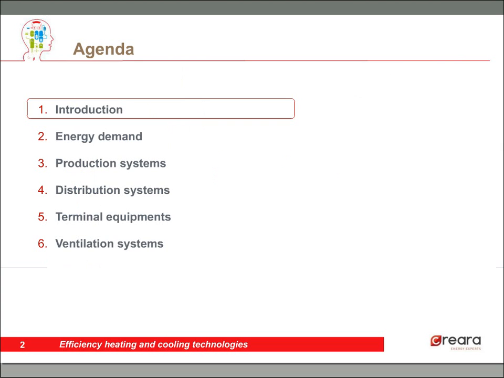So let's move forward. This is going to be the agenda for today. We're going to make a brief introduction to the topic. Then we're going to talk about the energy demand and the energy consumption, production systems, distribution systems, thermal systems, and ventilation systems at the end.